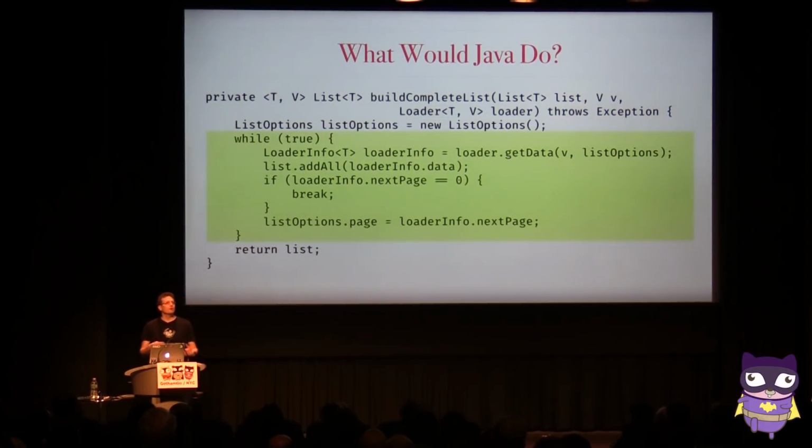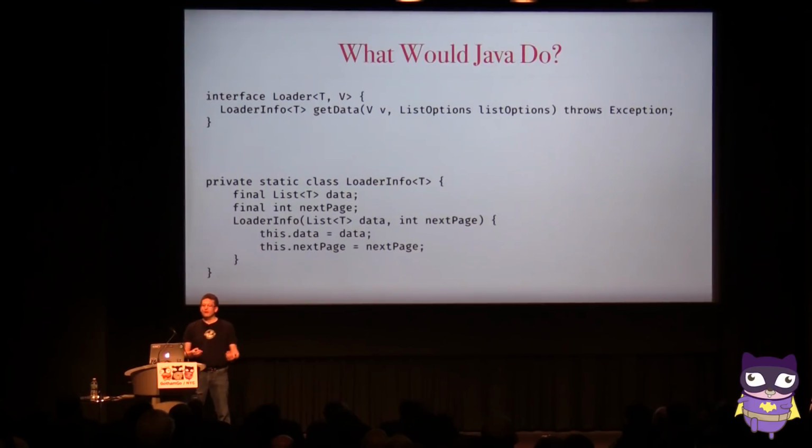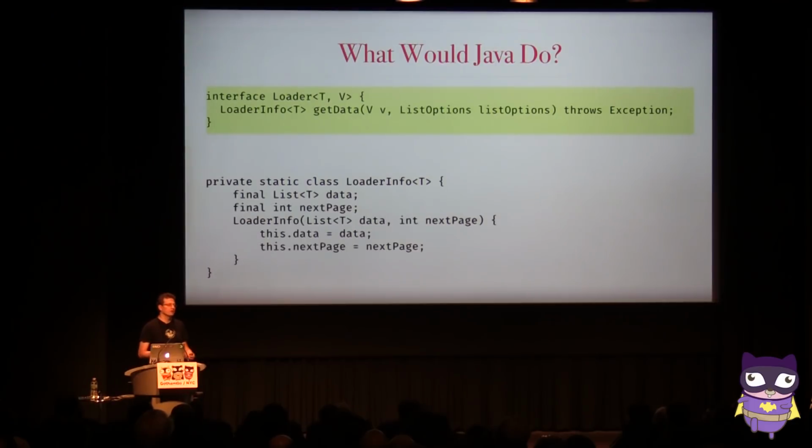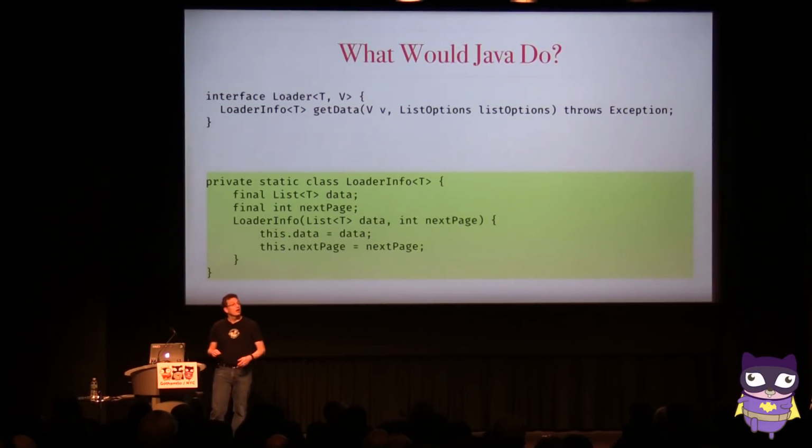You append all the data returned by the loader's getData method to that list that was passed in. You check if there's any more data to load. And if not, you stop. And if there's still more data to load, you keep on calling the loader again with that next new page. And when you're done, you return back the list. And we've got two more types to define, Loader and LoaderInfo. Loader is just an interface, which provides a way for a client of our generic function to specify where to get the data. And LoaderInfo is a simple wrapper class to hold the data returned from the loader as well as the next page. Unlike Go, Java does not allow you to return multiple values from a single method call, so you need something like this to do it.